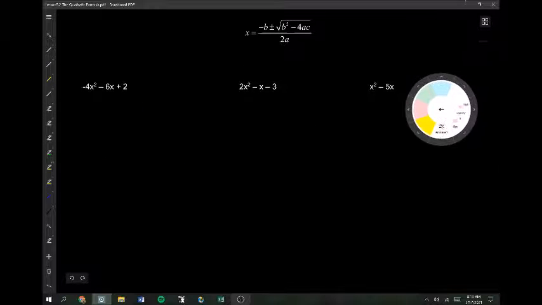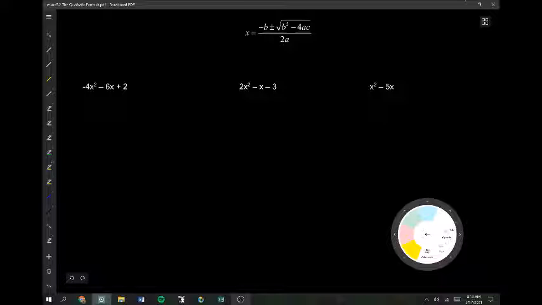So let's just do the quadratic formula 3 more times for practice. Identify A, B, and C in all 3 of these problems, please. Take a second, identify A, B, and C. Oh, and these should all be equal to 0. The quadratic formula only works if it's equal to 0.